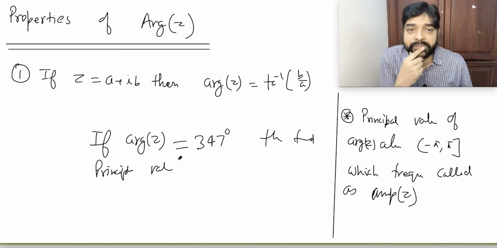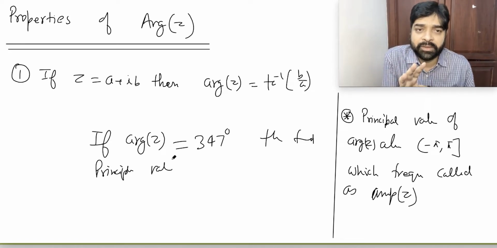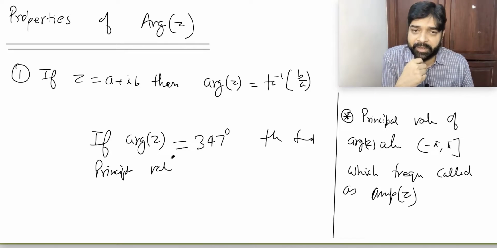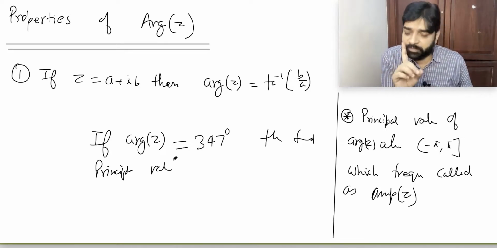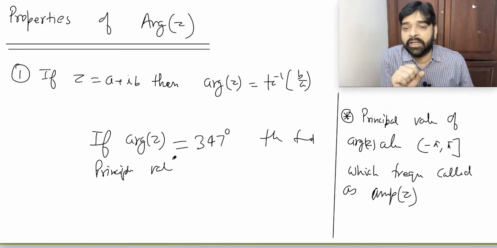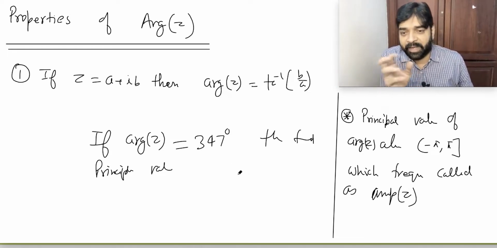How will you get it? Did you understand my question? Argument z, they are saying 347 degree. You have to tell the principal value. Very simple, straightforward, which I was trying to tell you in the last class, I think. But I held myself back. Now you can easily understand.